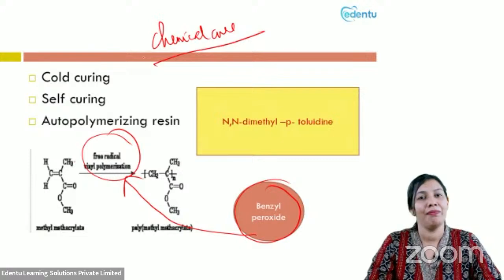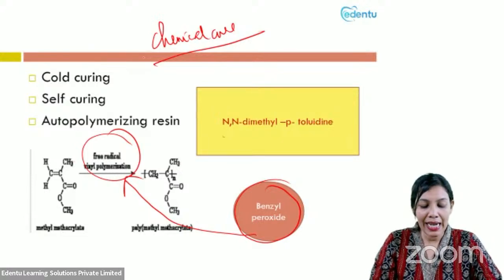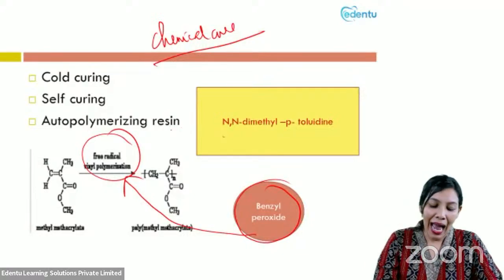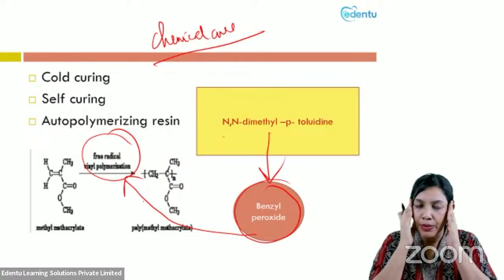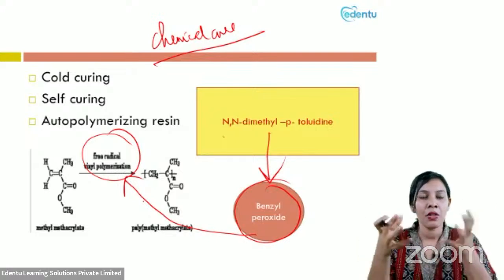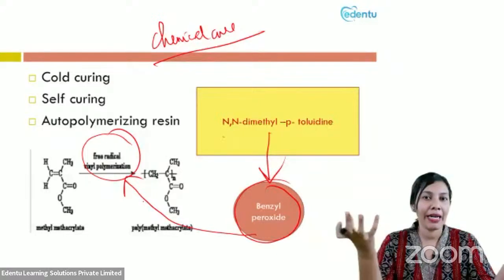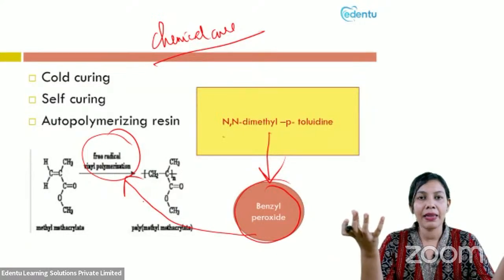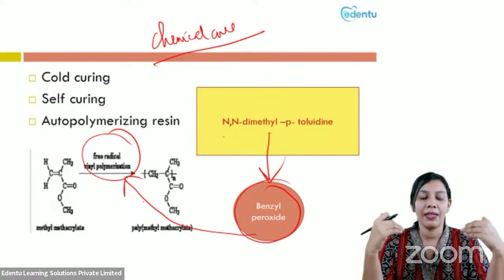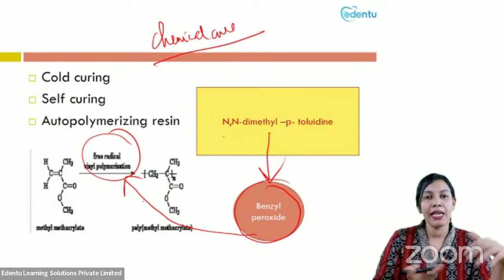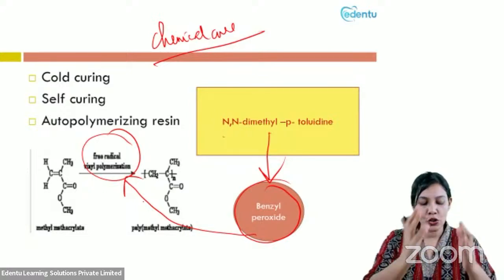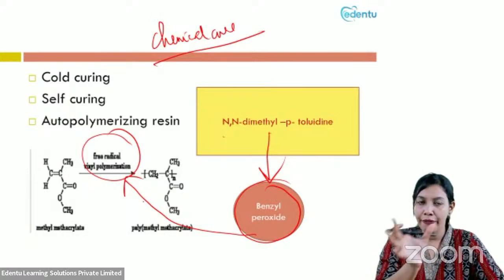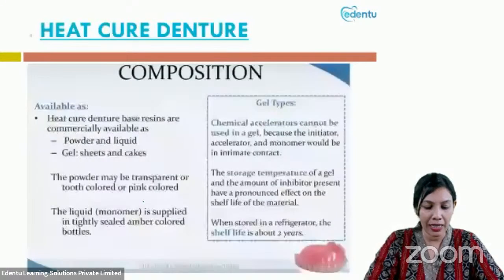How to activate benzyl peroxide? There is something called N,N-dimethyl p-toluidine. This is the thing that activates the benzyl peroxide. Thus, benzyl peroxide produces free radicals. The concept is very easy. Just keep it in mind for answering. The first is heat activated. This is chemically activated. The chemical is N,N-dimethyl para-toluidine that activates the benzyl peroxide. There is a release of free radicals that convert methyl methacrylate to polymethyl methacrylate. Hope you understand the difference between heat cured and chemically cured acrylic.